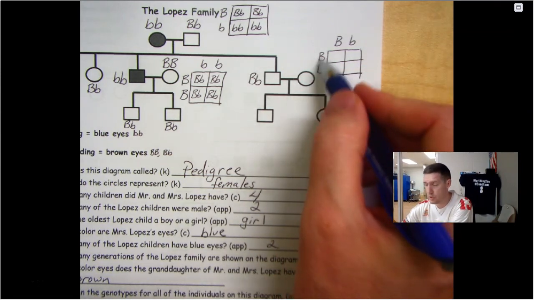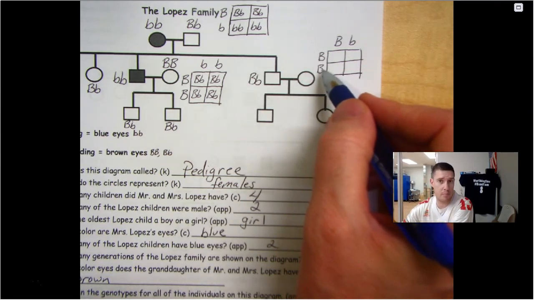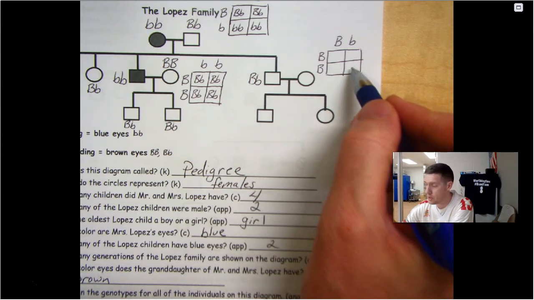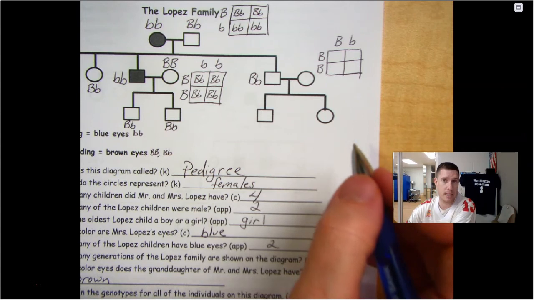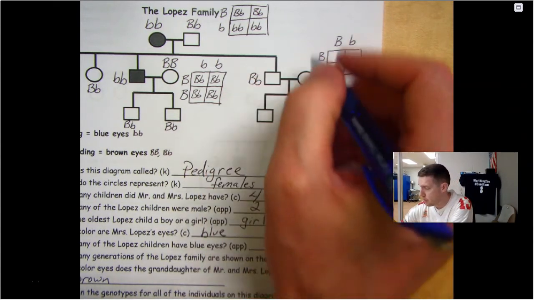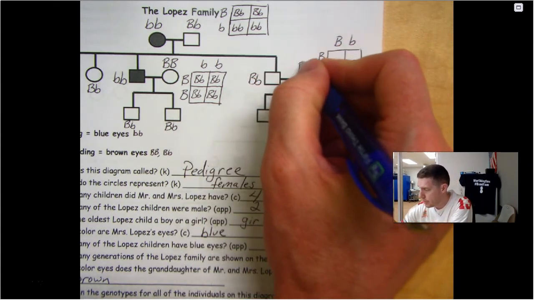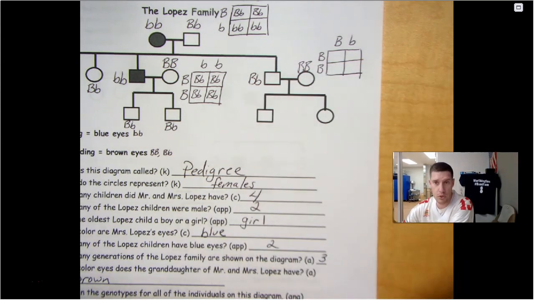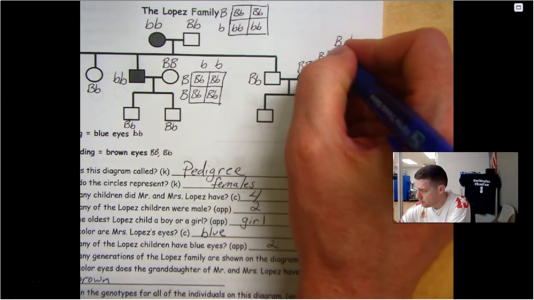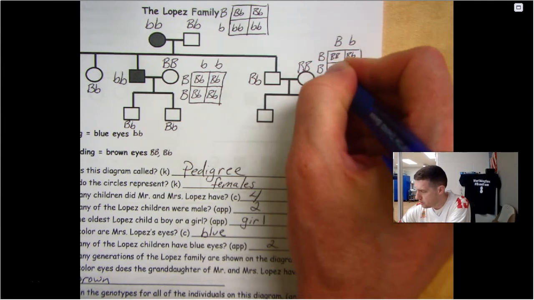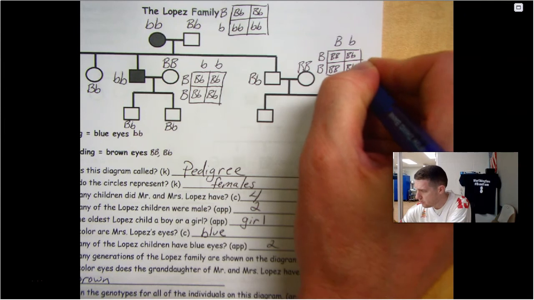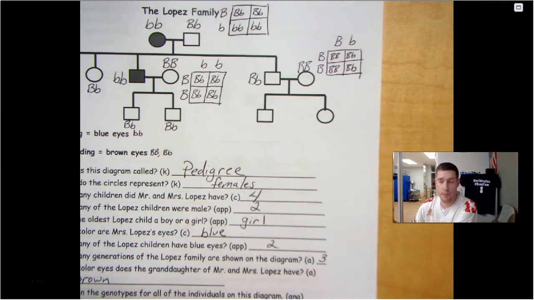If she was heterozygous, that would make this a lowercase b, and then over here in this box, we would have a 25% chance of the offspring coming out with homozygous recessive Bs. But look, no one is shaded. No one has blue eyes. So our best bet here is that she is homozygous dominant. That's hers. And if you cross the two parents, here's what you come out with.